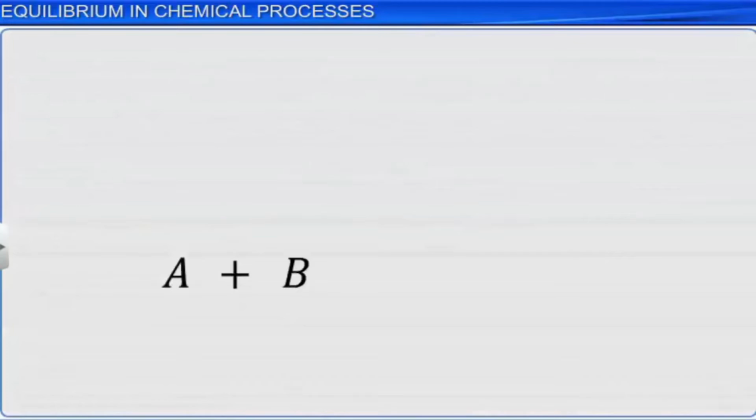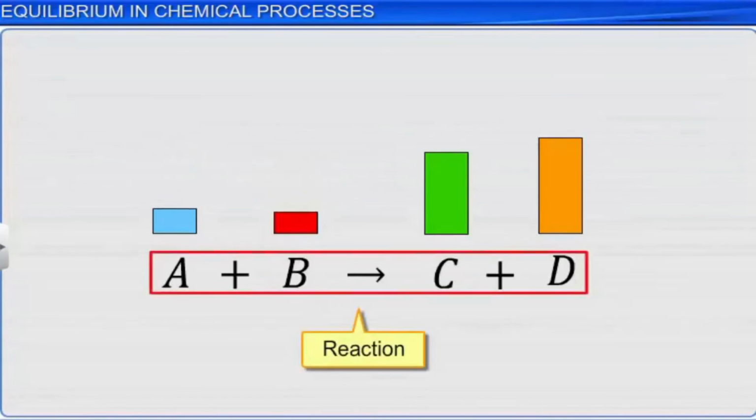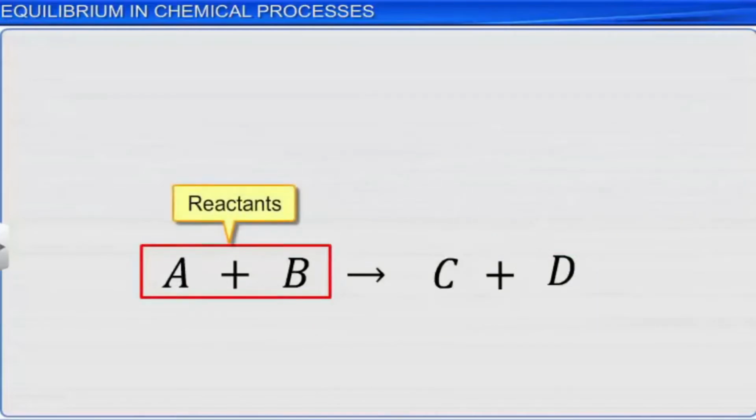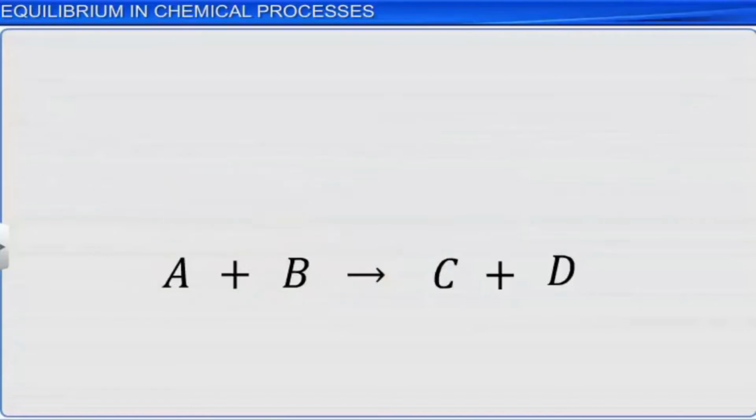In general, the transformation of one substance into another is known as a chemical reaction. The chemical substances used at the initial stage during such transformation are called reactants, and the final chemical substances formed as a result of the chemical reaction are known as products.